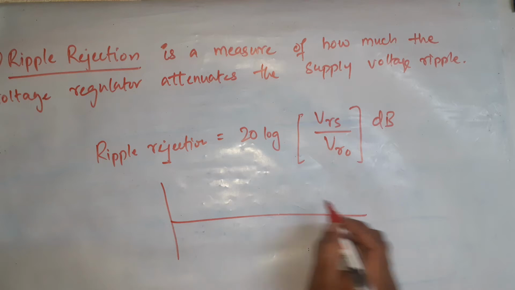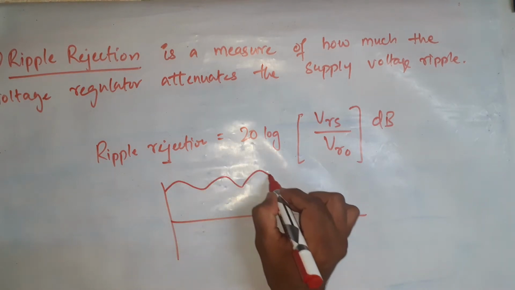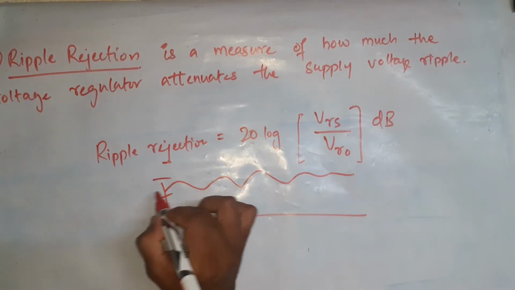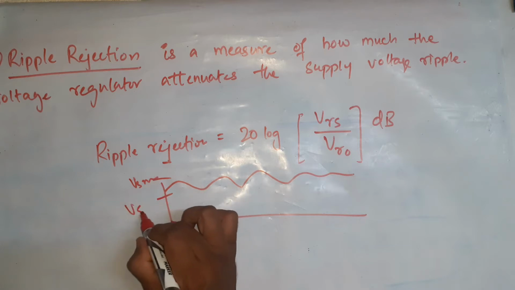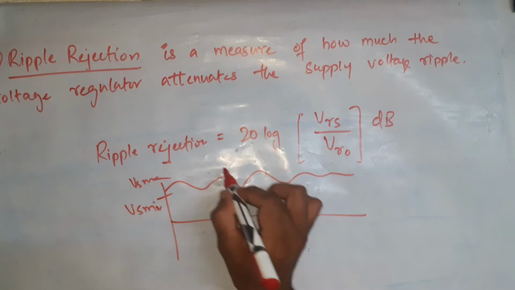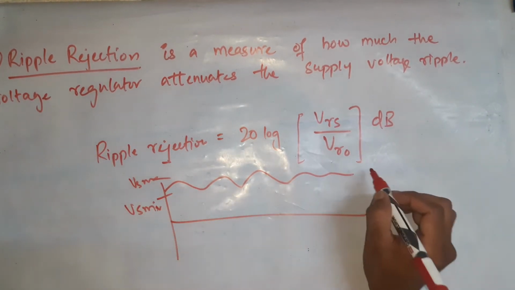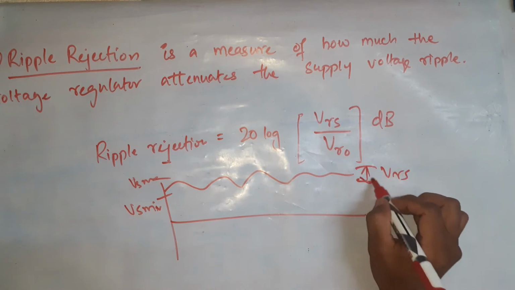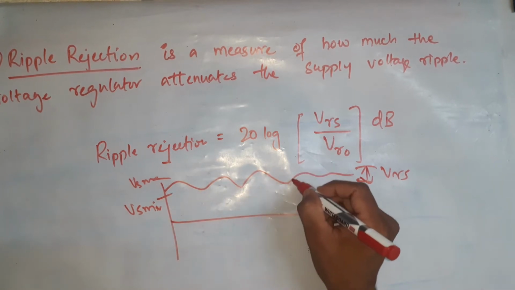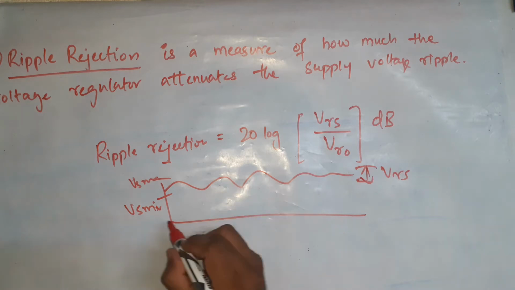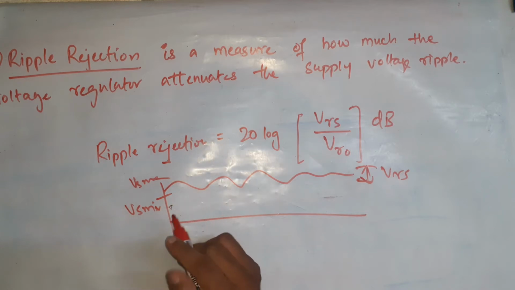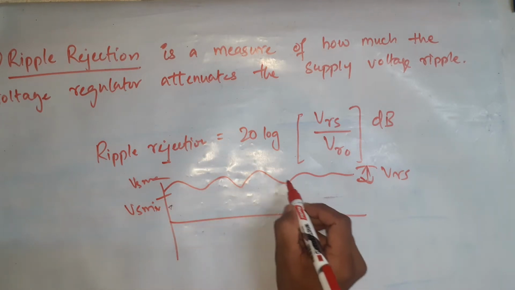See, if this is your output before the regulator, before giving it to the DC regulator, this is your Vs max and this is your Vs min. The variation in supply voltage from Vs maximum to minimum is called VRS. This keeps on varying before giving it to the regulator. After giving it to the regulator, it becomes steady. Before giving it to the regulator, Vs is like this, which is varying.